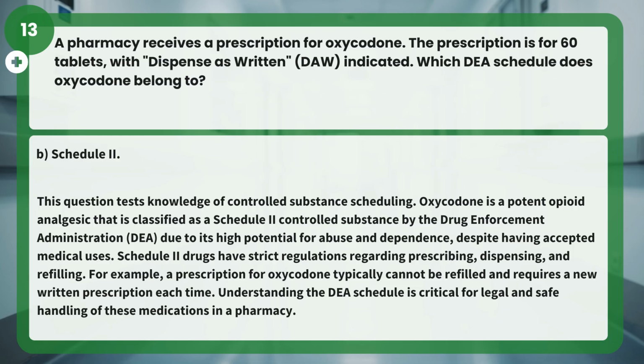Schedule II drugs have strict regulations regarding prescribing, dispensing, and refilling. For example, a prescription for oxycodone typically cannot be refilled and requires a new written prescription each time. Understanding the DEA schedule is critical for legal and safe handling of these medications in a pharmacy.